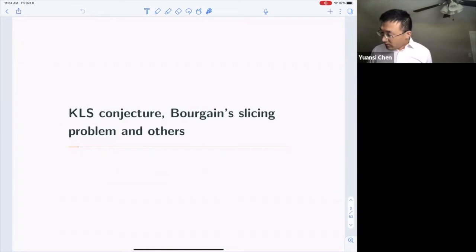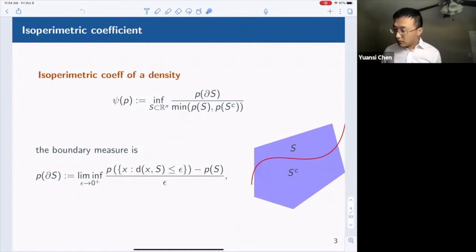So the first part, the KLS conjecture, let's briefly go through it quickly, since we might have new audience today. The KLS conjecture is about the isoperimetric coefficient of log-concave densities. Isoperimetric coefficient of a density: you have a density, for example a uniform distribution over a convex set, and you partition the space into S and S complement. The isoperimetric coefficient is the ratio of the boundary measure divided by the minimum of the two volumes, P(S) and P(S complement). Then you take the infimum over all partitions, and you get the isoperimetric coefficient.